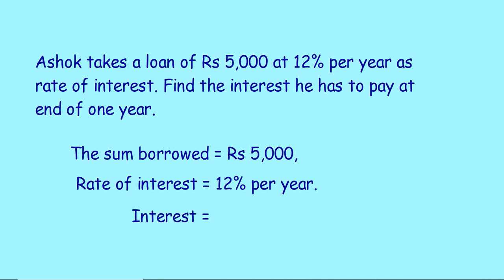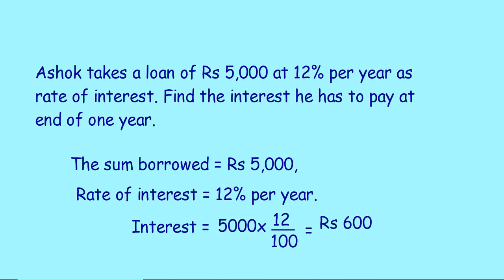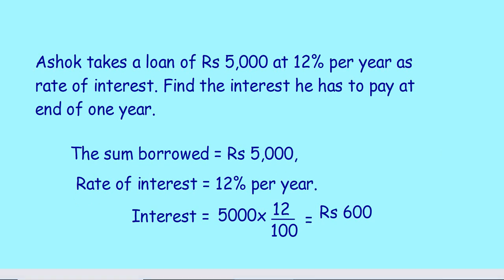That is, interest is equal to 5,000 into 12 by 100, which is equal to rupees 600. That is, for 5,000 rupees, you have to pay 600 rupees extra to the bank. So, total amount will be 5,000 plus 600, that is 5,600. But here, it is asked to find out the interest only. This is how you can calculate interest per year.